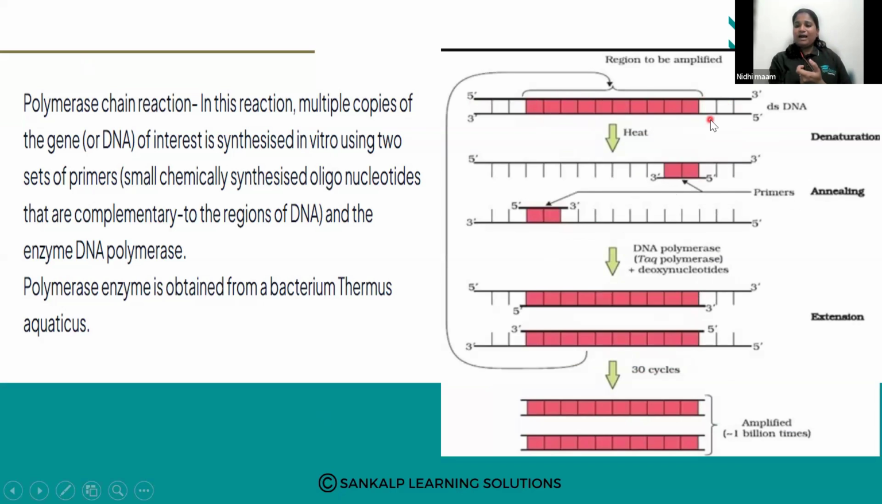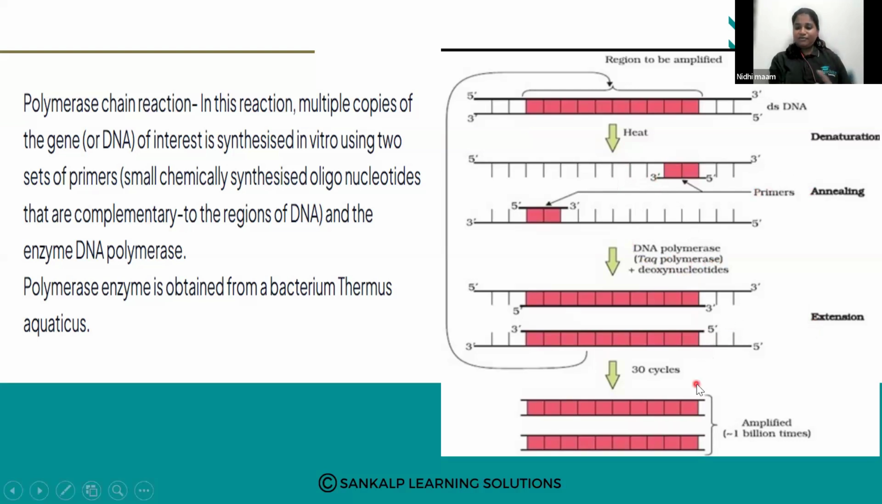So that has to be amplified. The first step is denaturation. You are doing it by heating, where the separation of fragments will be done. Next, annealing, where you are introducing the primers, right? Then the DNA polymerase enzyme will take action. Next is extension, where complementary base pairing will occur.